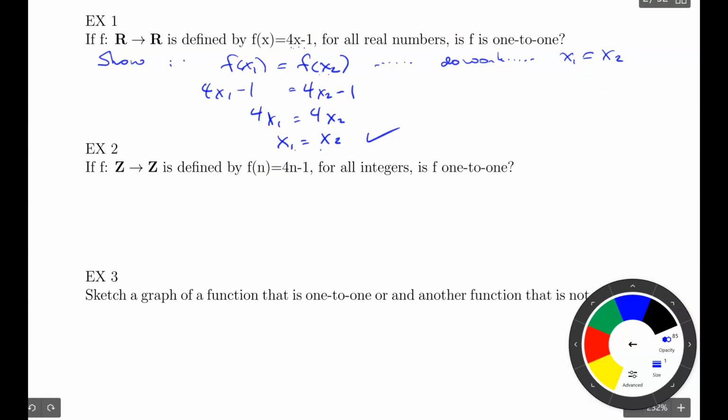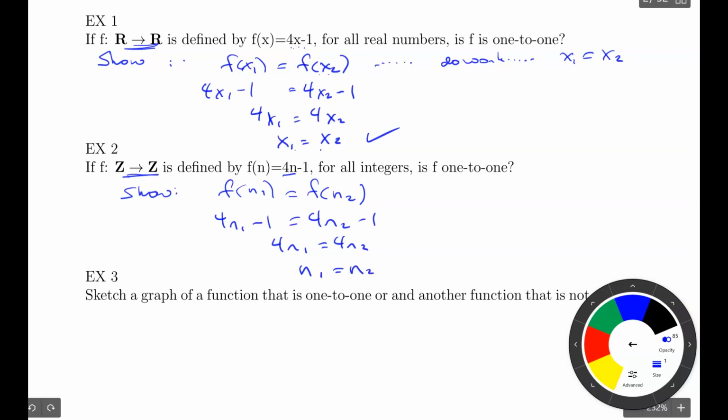Okay, so is it true? This was for reals. Is it true for integers? So I need to show f of n1 equals f of n2. Again, I'm just going to use the function, add 1 to both sides, n1 equals n2, check. So it is one-to-one, right?